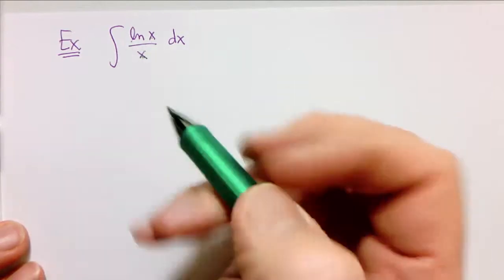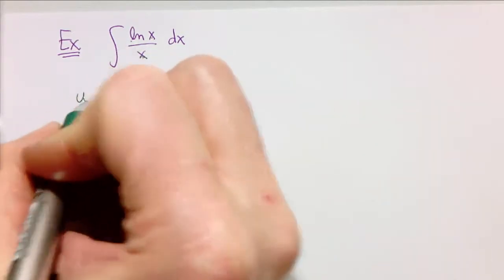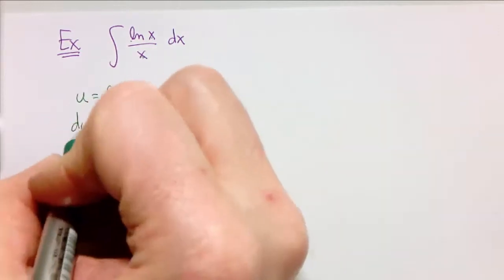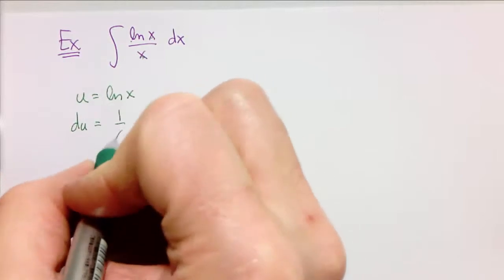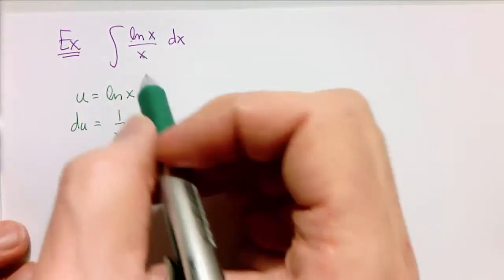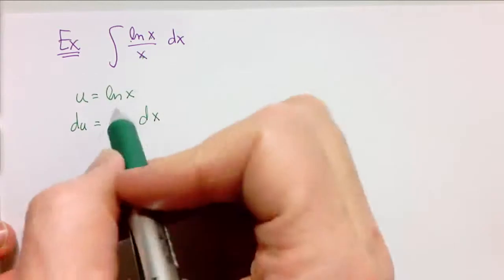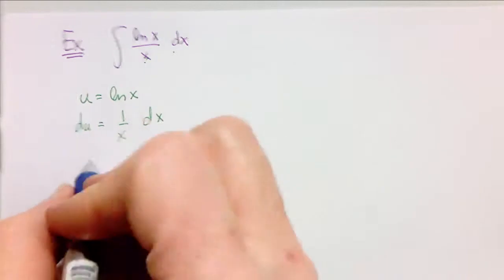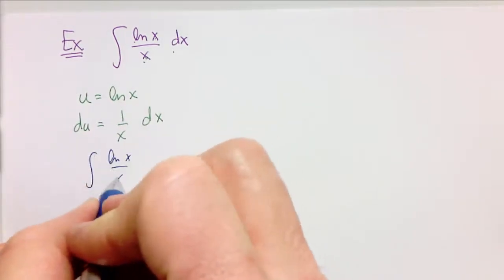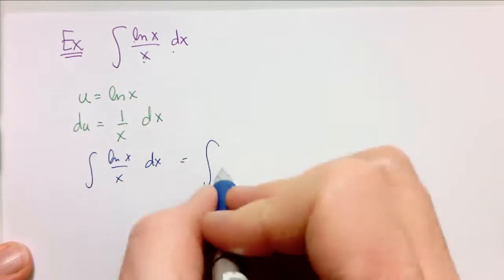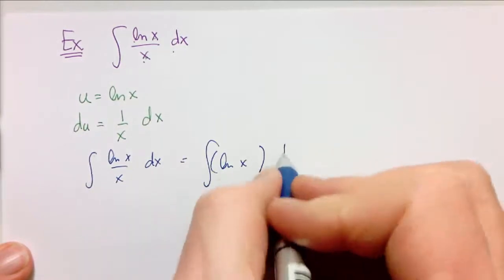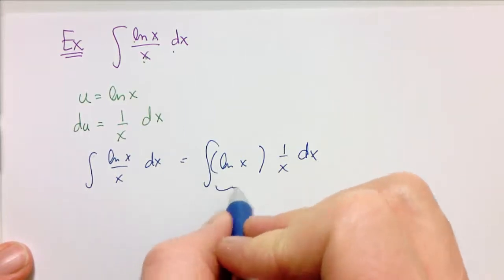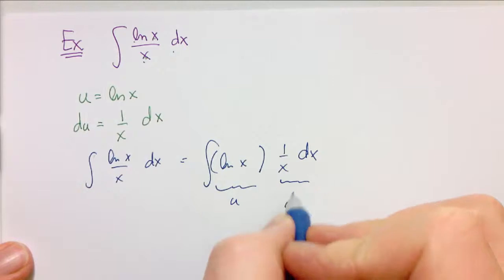But I could try u equals natural log of x. And that's a very good thing to try because when I take the differential, I get 1 over x dx. So du is equal to 1 over x dx. Starting with my integral here, I'm going to rewrite it just to make it absolutely clear. So I have here u and du. Let's write that.